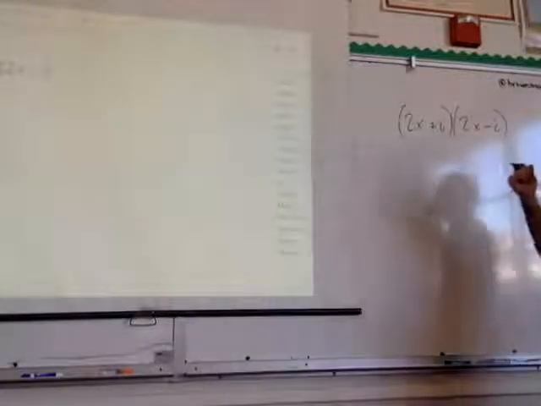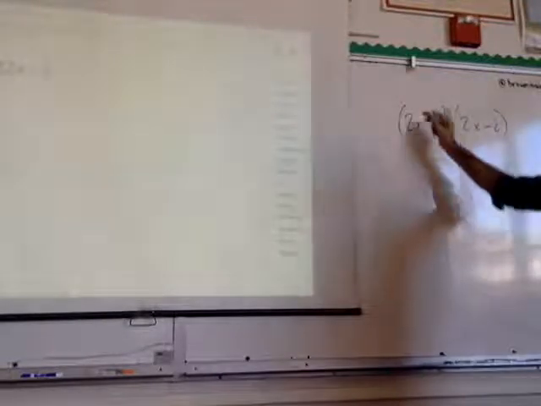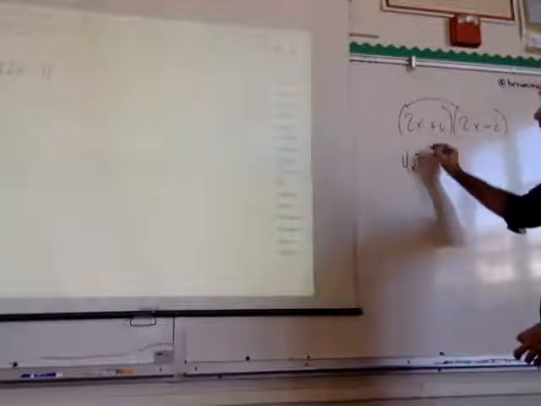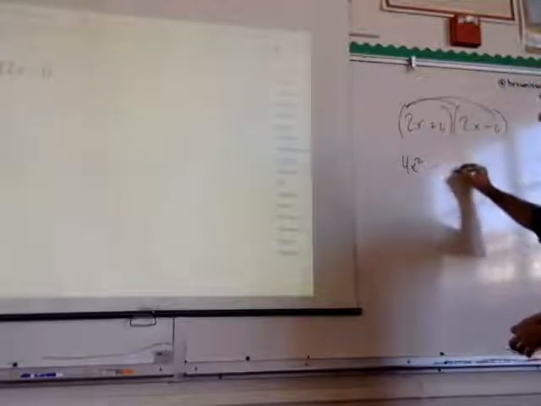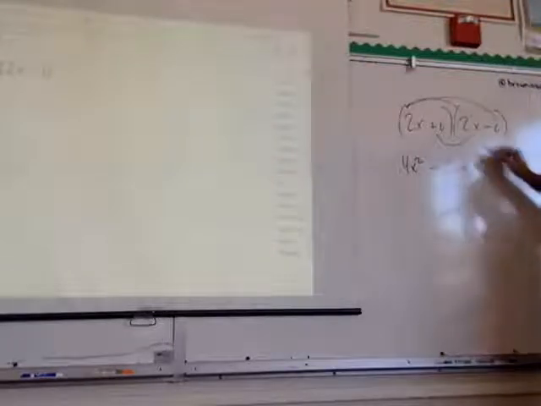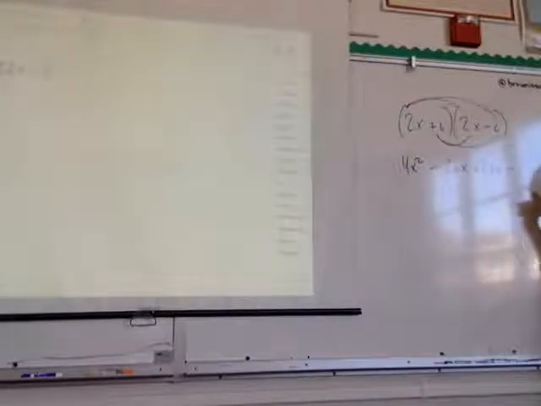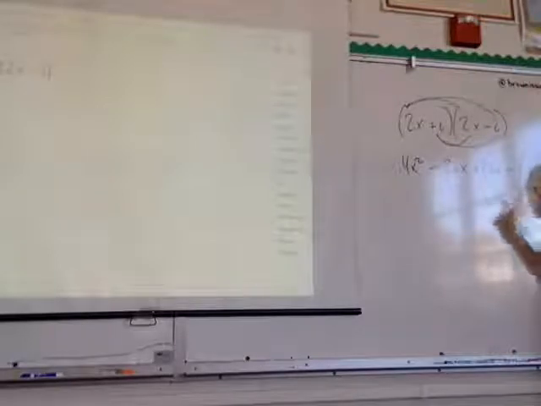First problem with imaginaries. Let's focus on this. FOIL. First, 4x squared, outer minus 2ix, inner plus 2ix, last minus I squared. Somebody help me out. Why did I put that last term in parentheses? What's a potential mistake? This is the mistake you can make right here. Mateo.